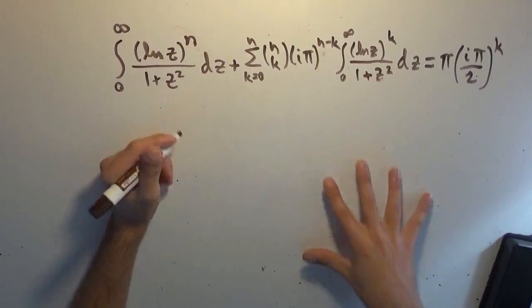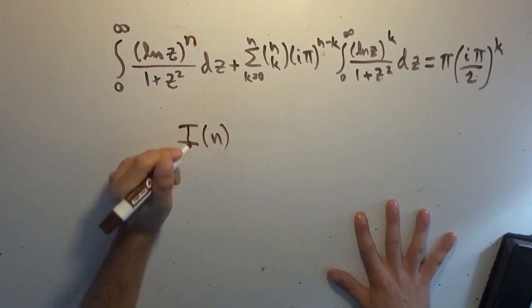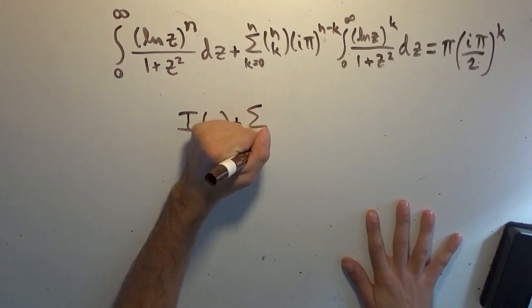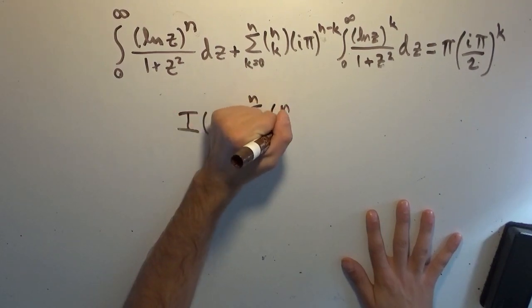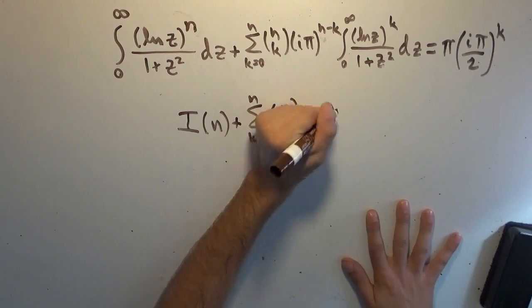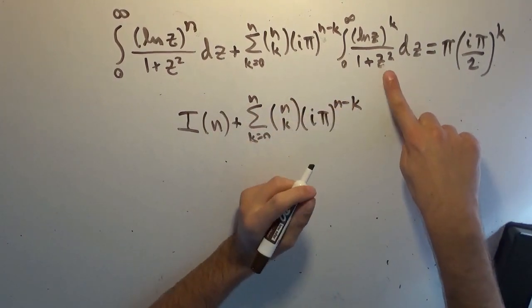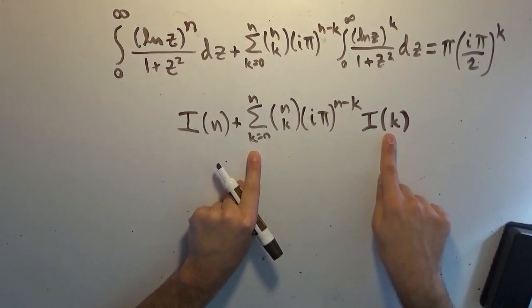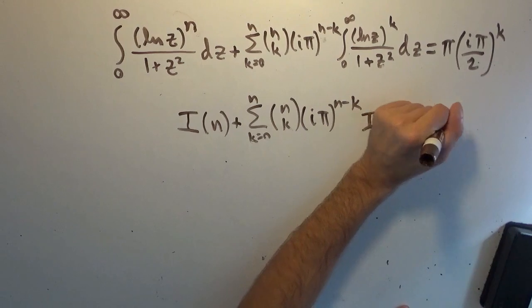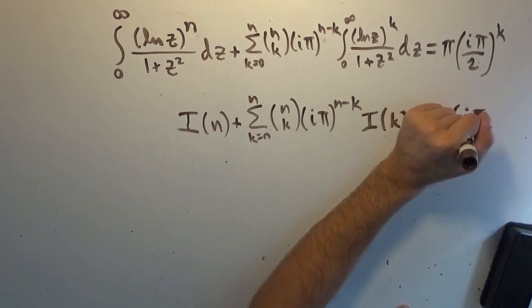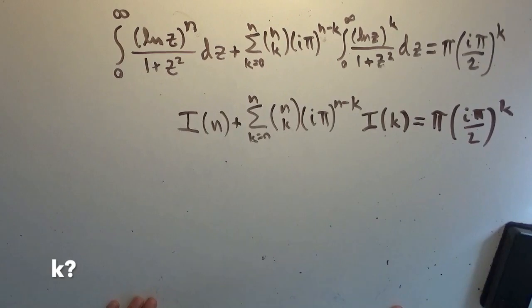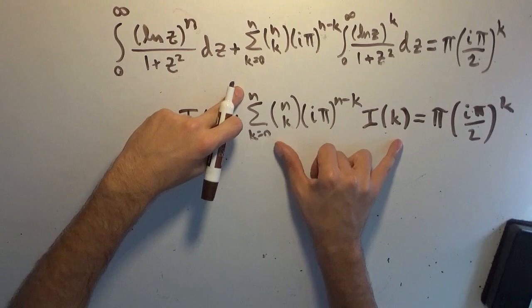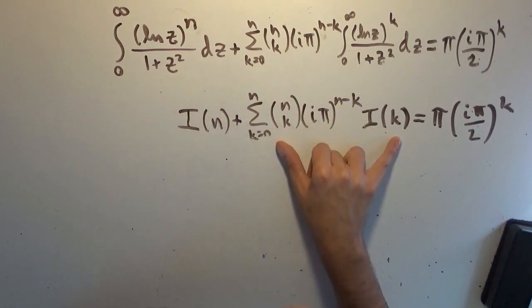So this statement is capital I of n, which is this integral right here by definition, plus the sum from k equals 0 to n of n choose k times I pi to the power of n minus k times capital I of k. It's the same function, just with k as an input, which is for this index here in the sum. This is equal to pi times I pi over 2 to the power of k. If we look at the nth term of this sum, that means we simply take this term here and plug in n wherever you see a k, and we simply take that term.